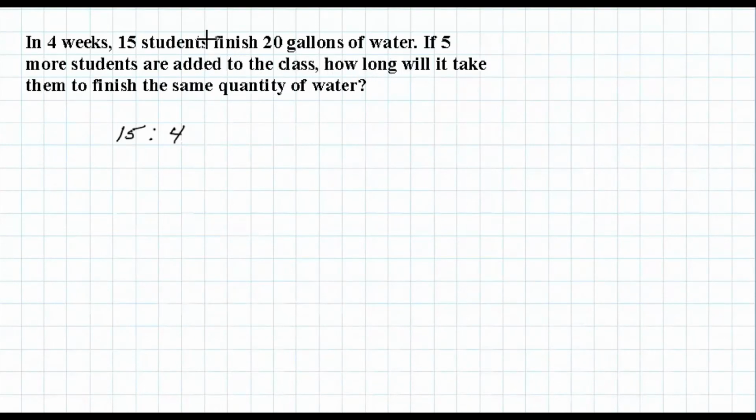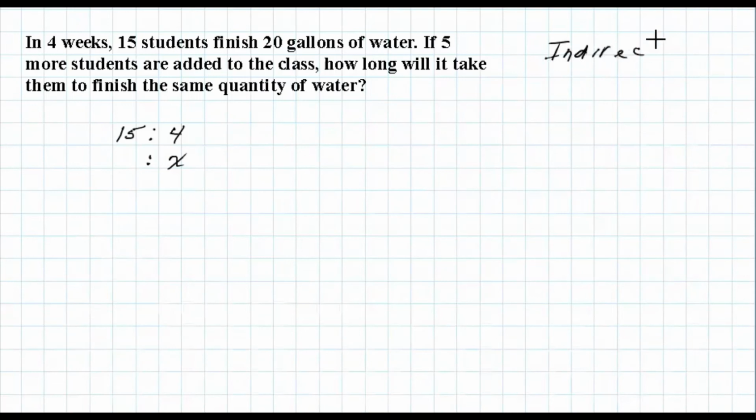Now, they're not asking us how much water, they're asking us how long it will take, okay? So this is where our x goes. It was 4 weeks. How long will it take for the new amount of students? So first of all, there's more students. So the first question we have to ask ourselves is, is it going to be a longer period of time? Or is it going to be less time? And logic should tell us it's going to be less time. So I'm increasing the number of students, but I'm decreasing the time it will take to consume all this water. This makes it an indirect ratio.